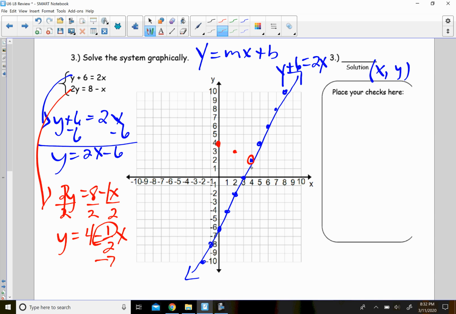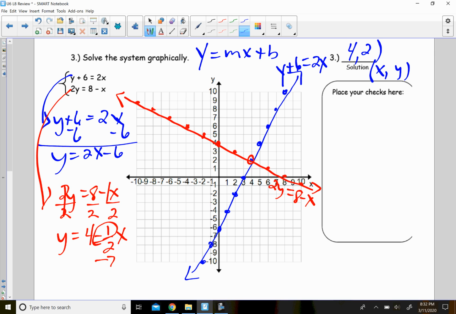They share that one. Down 1, right 2, down 1, right 2, down 1, right 2, and reverse it, up and left 2, up and left 2, up and left 2, up and left 2, and one more. So I use my ruler to connect those guys. Arrow, arrow, and then label them 2y equals 8 minus x. So the solution here is the point that they share, which is 4 for x and 2 for y.